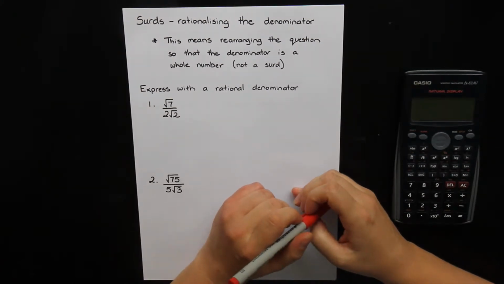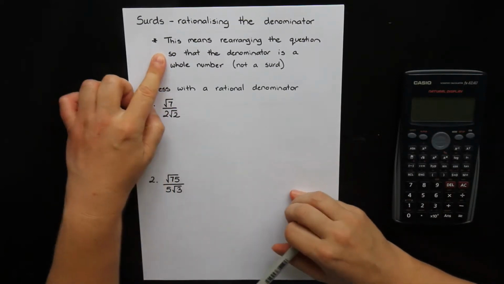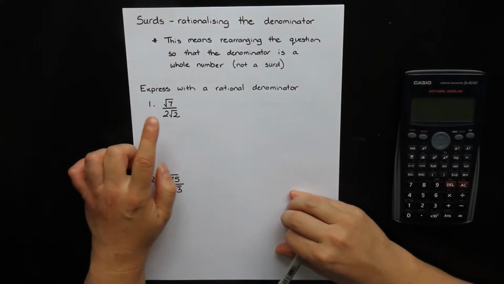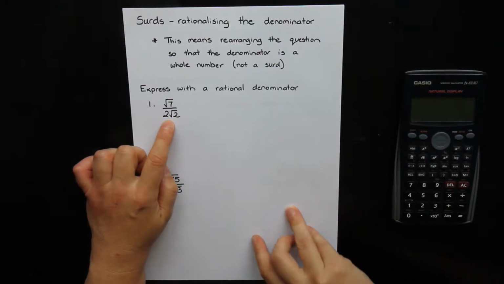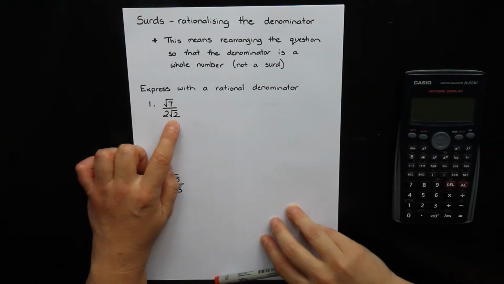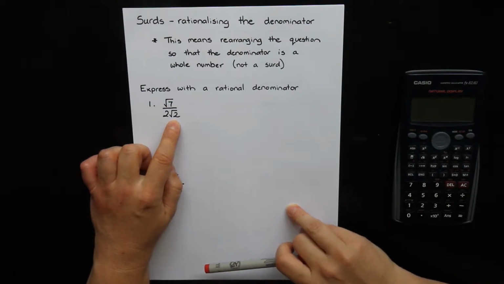Today we are doing surds and we're going to rationalise the denominator. What that means is that we're going to be rearranging the question so that the denominator is a whole number, not a surd. So here is an example. We have a square root 2 on the bottom. That is irrational, so that is the thing that we need to get rid of. So to express this with a rational denominator, I need to get rid of that square root of 2.